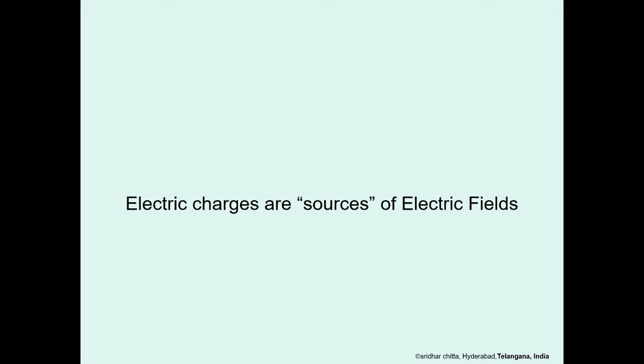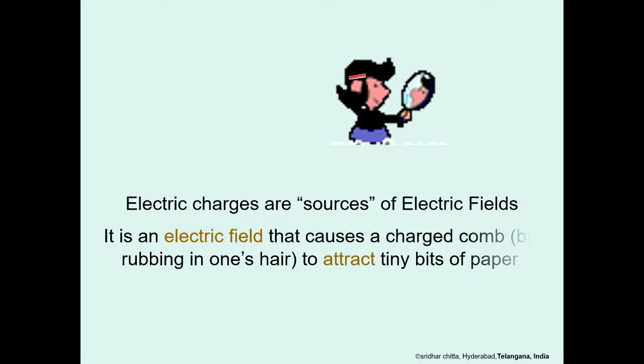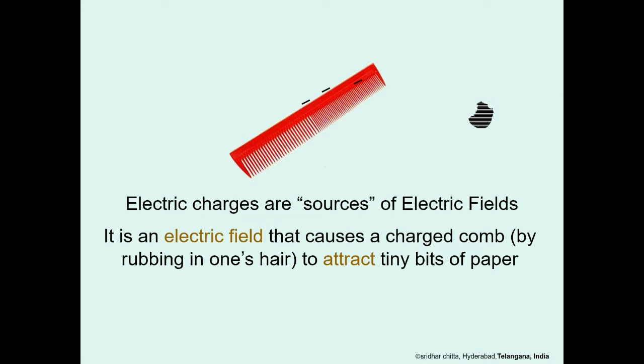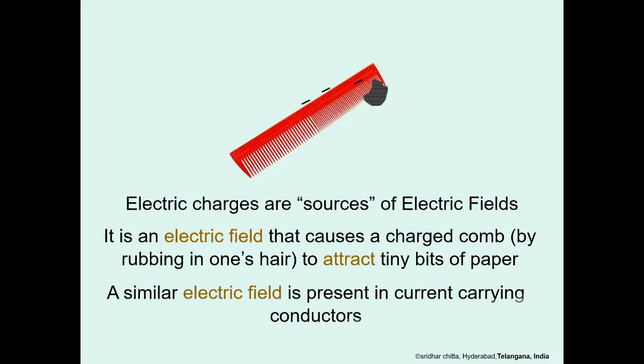Electric charges are sources of electric fields. It is an electric field that causes a charged comb, charged by rubbing in one's hair, to attract tiny bits of paper. A similar electric field is present in current-carrying conductors.